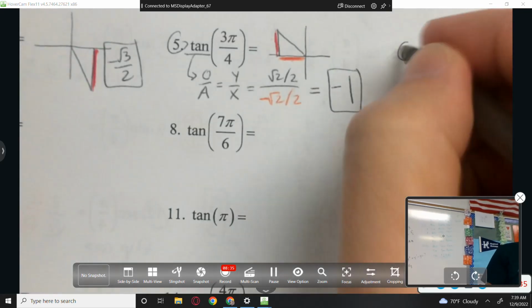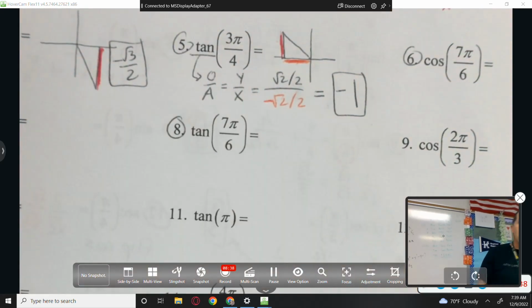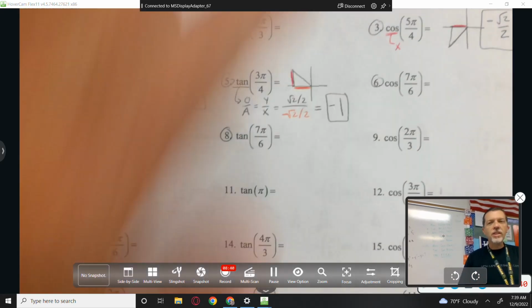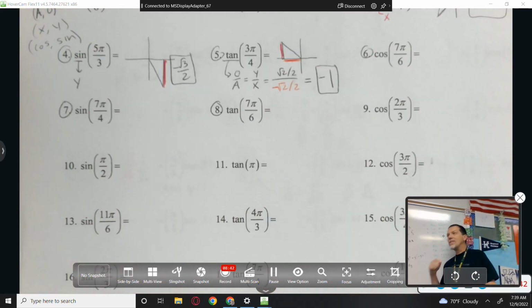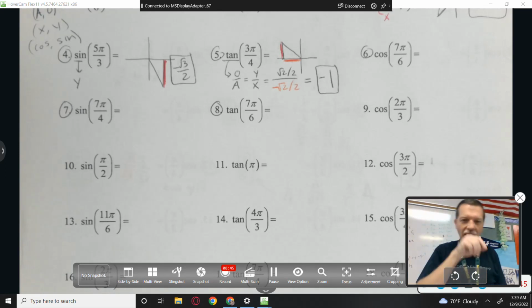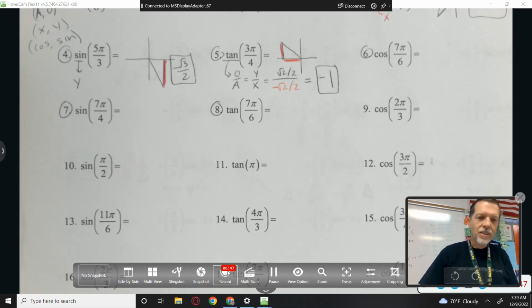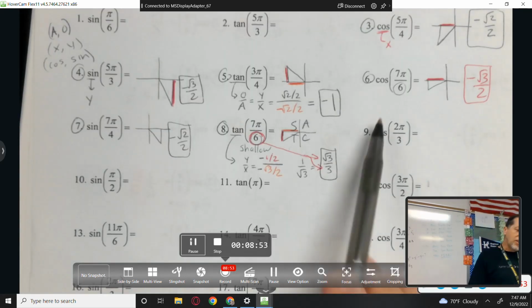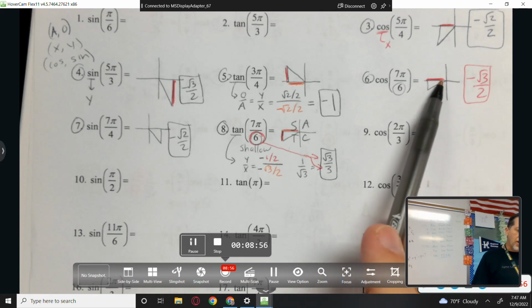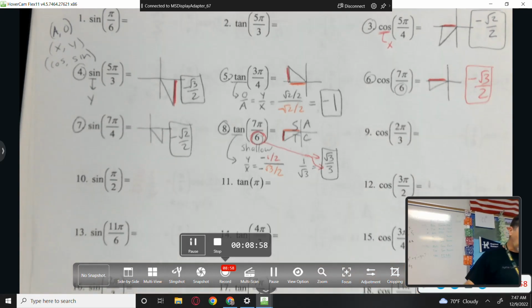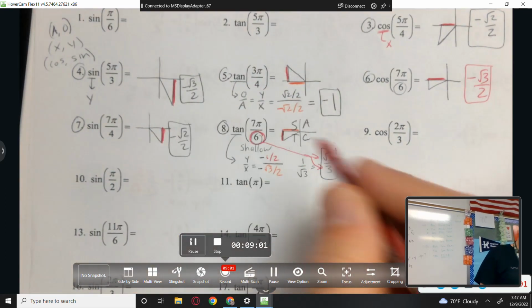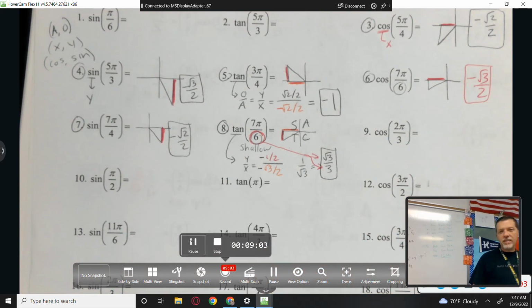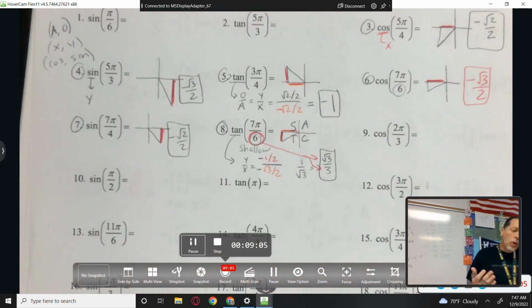All right, I want you to try 6, 7, and 8, and then we'll go over those. Try them without looking at your unit circle. See if you can do them without looking at the unit circle. So draw a little picture, and then figure out which side you're looking for. Draw the picture, pick the correct side. Number 8, use both sides. Or you have enough of those memorized where you can figure it out without the picture.